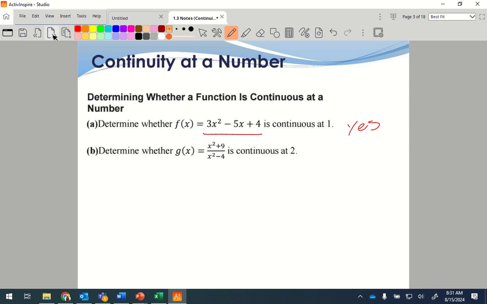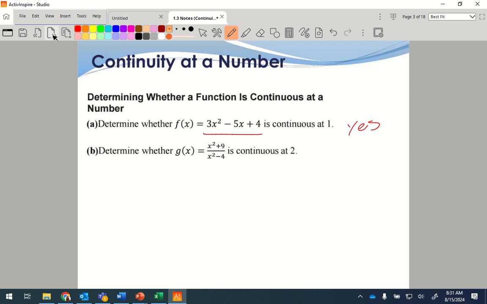Now, B. B, I'm going to have some restrictions. I am. Because this one has a denominator, and there is a variable in the denominator. If I had something like x squared over 4, would that count as a restriction? It's a fraction, right? It has a denominator. But that would not work. I have to look for variables in the denominator.